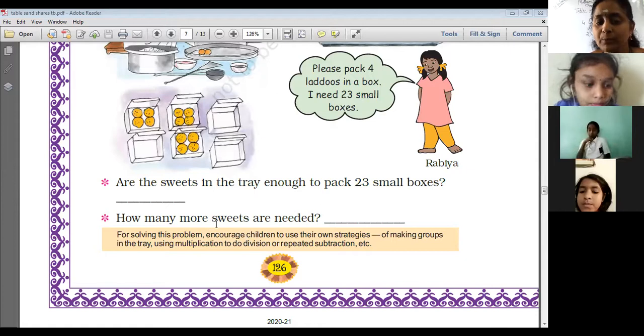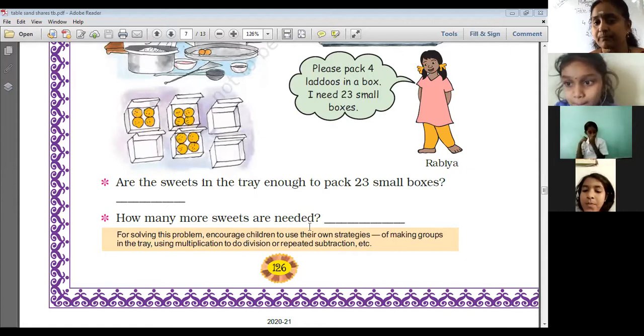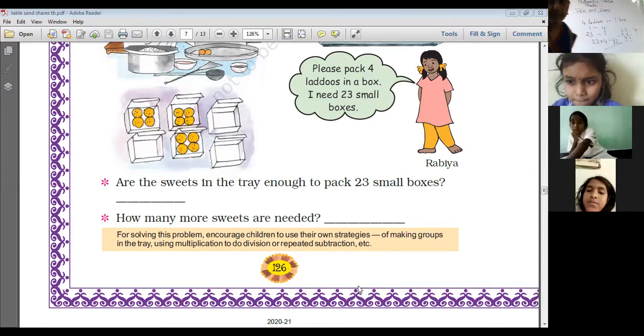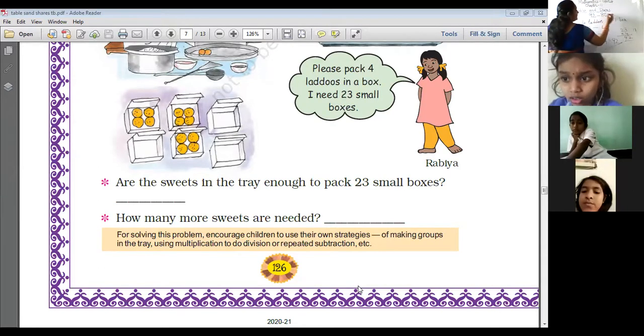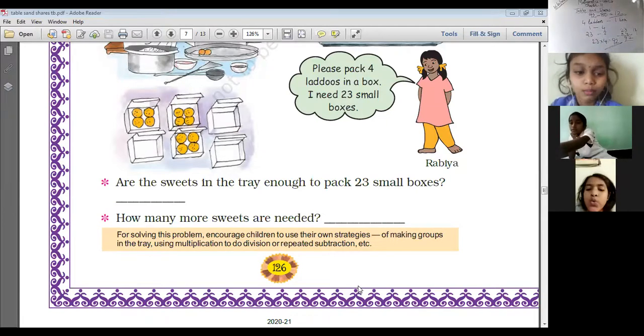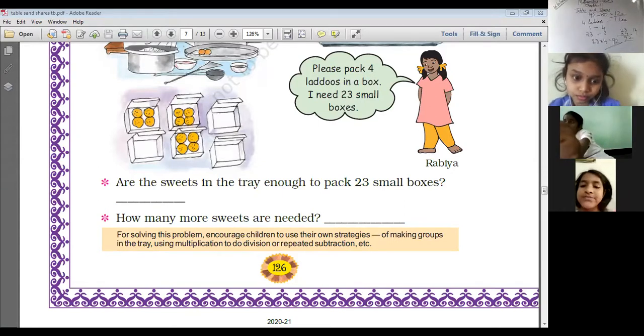So how many more sweets are needed? What do we have to do? Anyone from the class? We need to subtract 92 minus 80. How many more laddus do we need? We need 12 more laddus. Need 12 more laddus. Very good. Next.